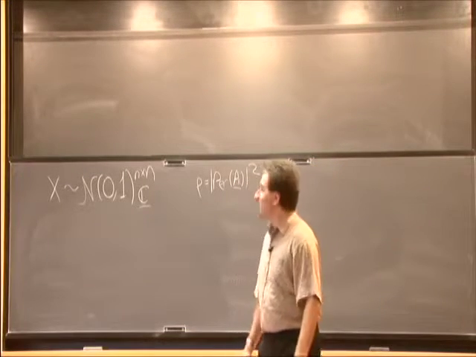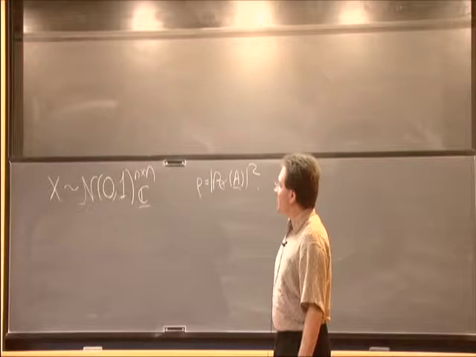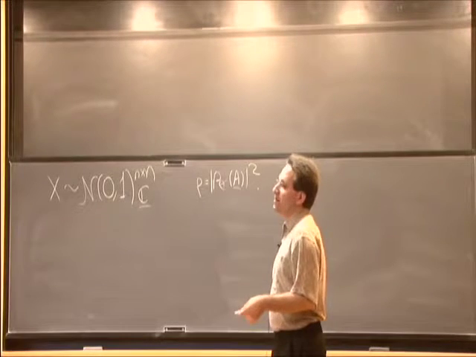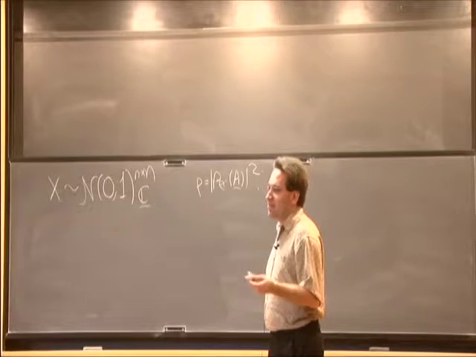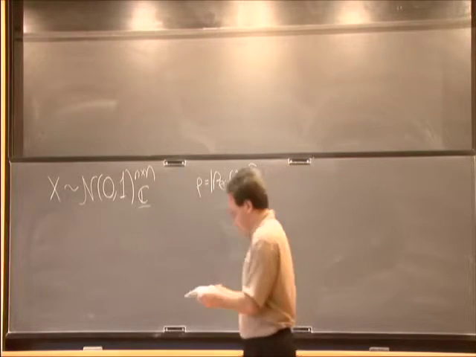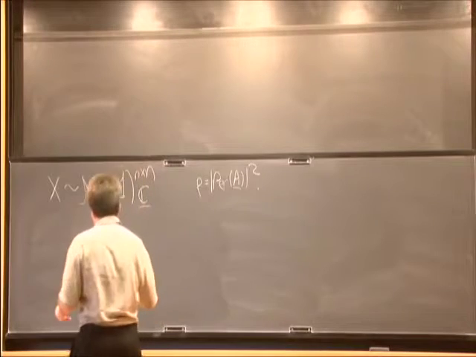Swastik. What is a complex Gaussian? Oh, just the real and imaginary parts are independently Gaussian, each with a variance of a half. Okay. Good.